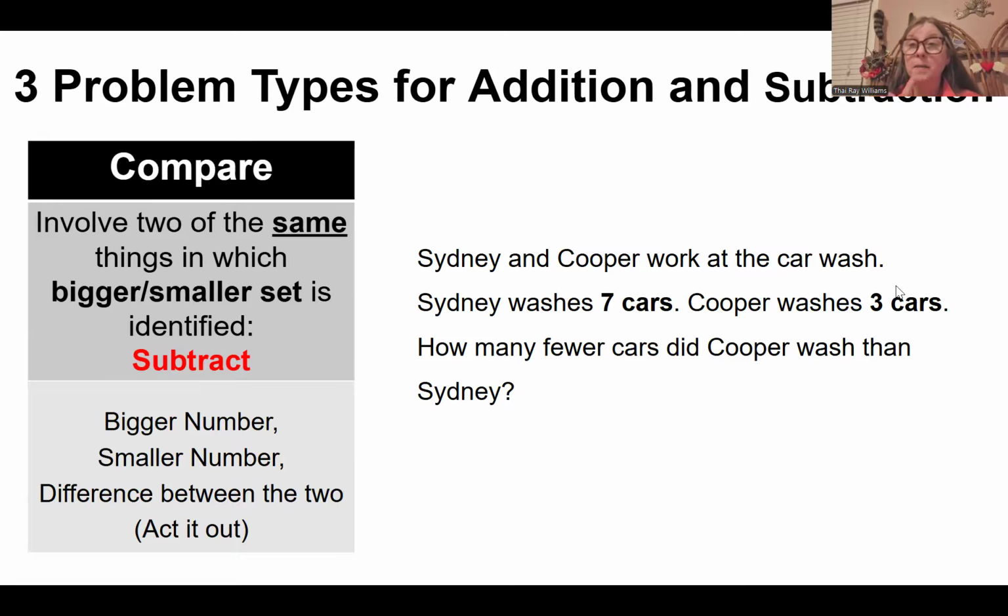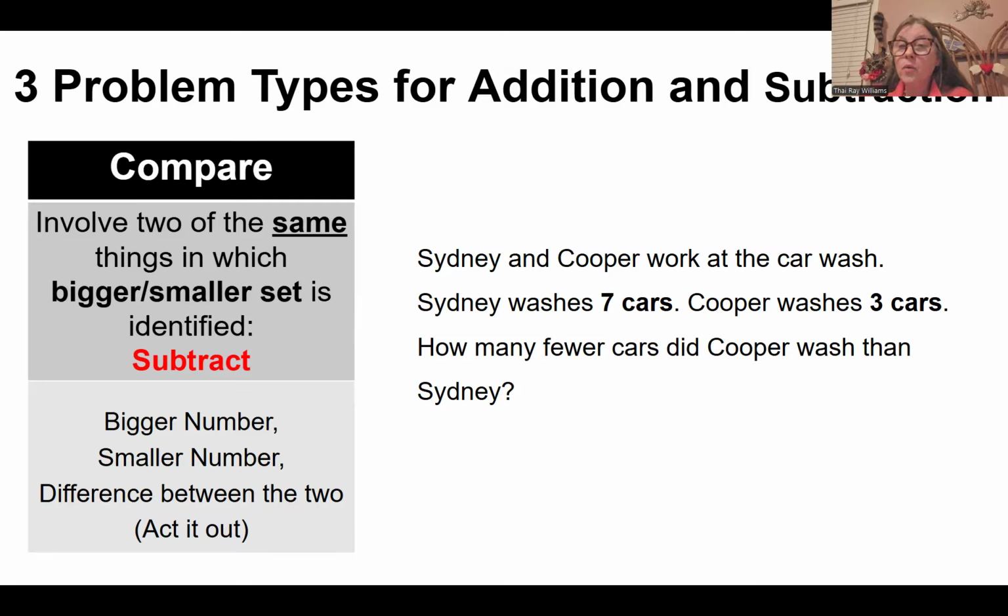All right, let's look at our next type. Our next type is called a compare word problem. When you're doing a compare problem, you have two things that are the same. That's a difference now. You're going to have a bigger set and a smaller set. And when you are doing a compare, you're going to subtract. When you're comparing things, you subtract one from the other to see the difference between the two.